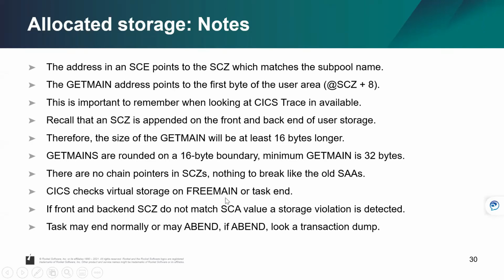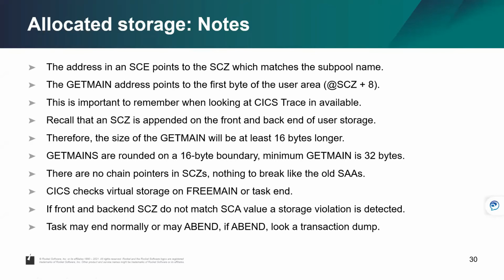So here's the next important thing. When do we detect storage violations? By default, it's when the task ends. It can happen earlier if we turn on some additional checking, right? Now, if the front and back SCZ don't match, we get a storage violation, right? And then the last important thing, besides task end detecting storage violations, is that a task that is experiencing a storage violation may actually complete successfully or unsuccessfully. Has nothing to do with the task.